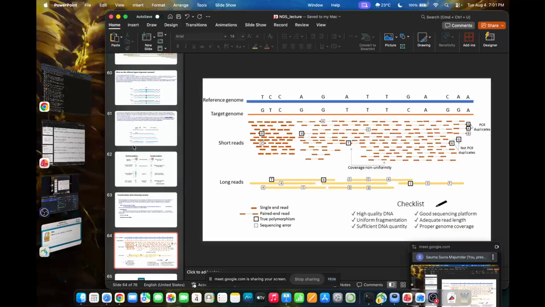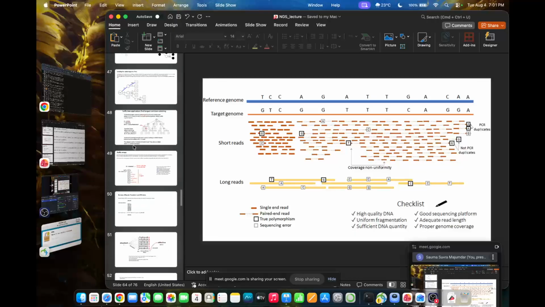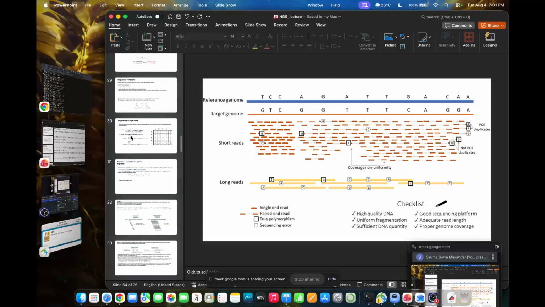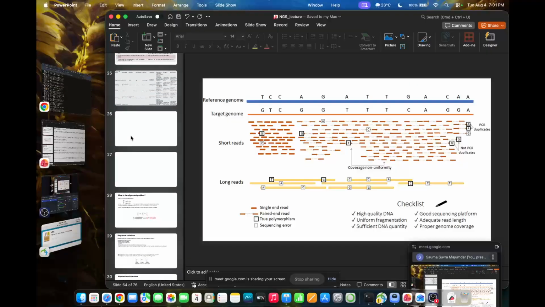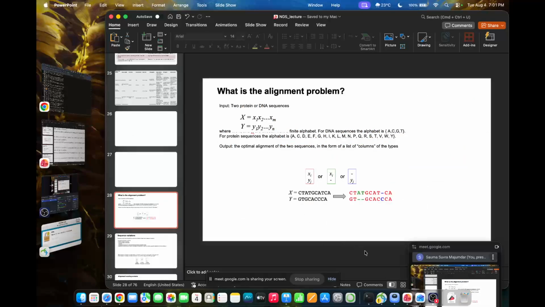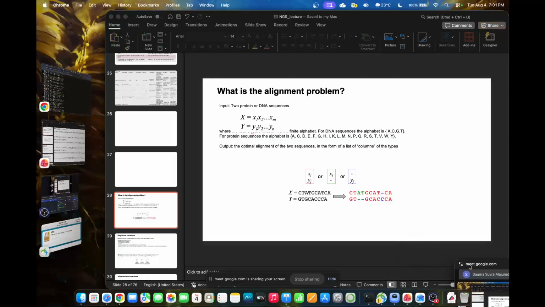Now let's go back to the actual alignment problem. The alignment is one of the major issues there, right? You have a smaller read of length 500 base pairs, and you are trying to align it to a genome of 3 billion. That is a problem. That is what the alignment problem defines. I'm going to go a little bit mathematical here.